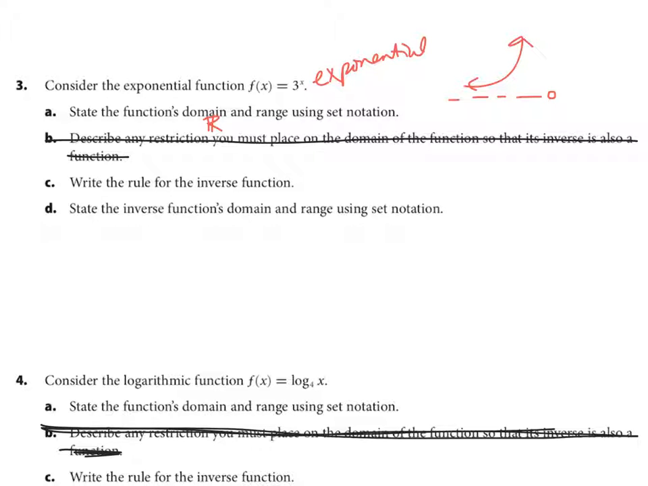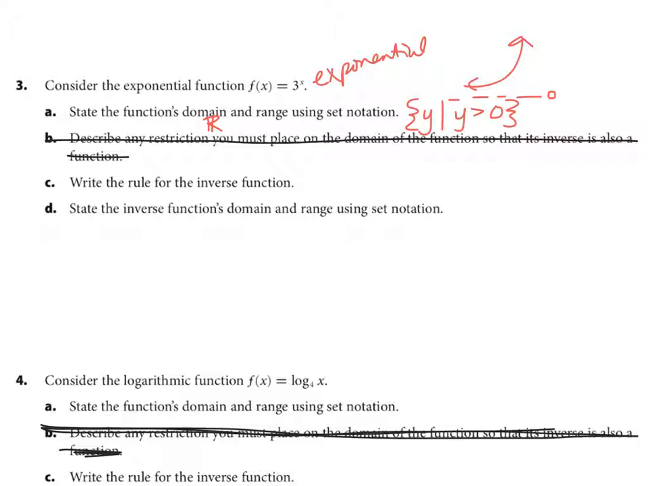So for set notation, you do the brackets. You say the variable that you're talking about. So for range, I'm talking about y. And then we're going to do an inequality. So this is y is greater than 0. So that's what set notation looks like if you've forgotten.